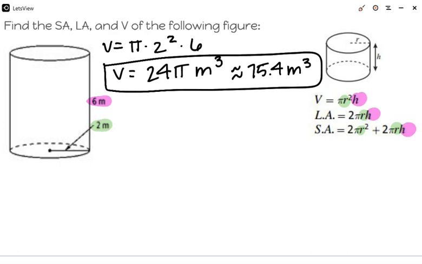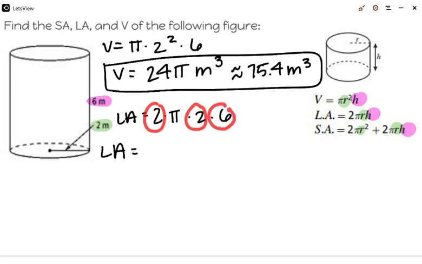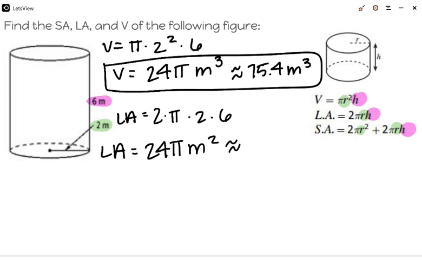All right, lateral area up next. We have 2 times pi times our radius times our height. Again, in terms of pi, we just multiply all of these whole numbers out front together. So that gives us 24 pi meters squared. And if you were to put that in decimal form, it is 75.4 meters squared.